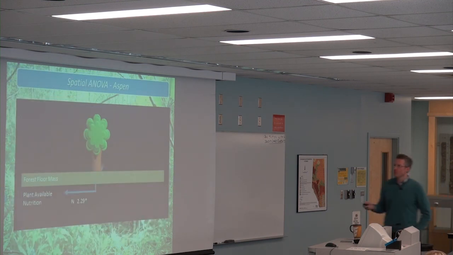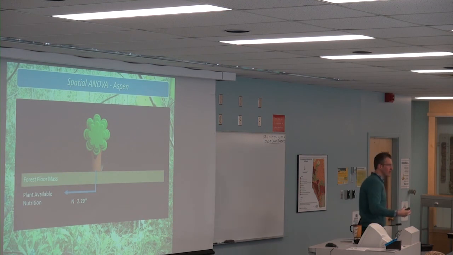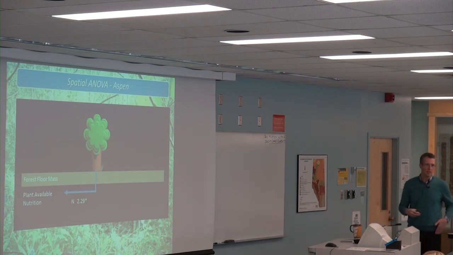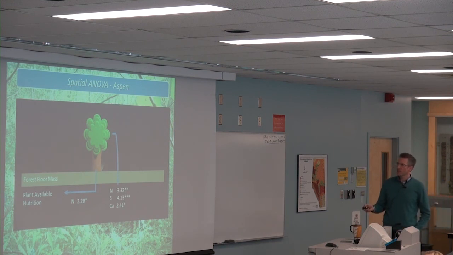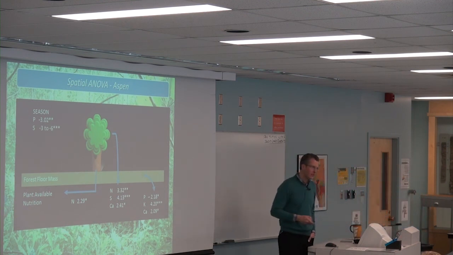And then he also looked at spatial anova, and what he found was that there are significant relationships with distance to tree: the farther away from a tree you got, the more nitrogen availability there was in soils, right? So that makes sense. Trees are taking up nitrogen. The canopy had an effect on nitrogen, sulfur, and calcium. The forest floor itself had an effect on phosphorus, potassium, and calcium. But then there was a seasonal effect too. So season had an effect on phosphorus and sulfur.